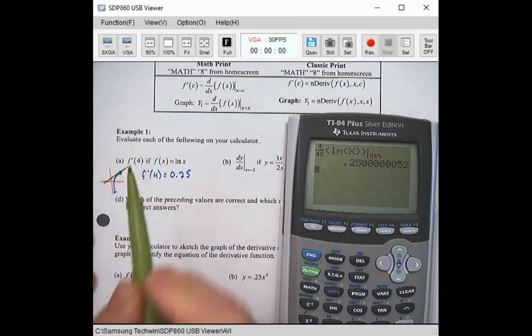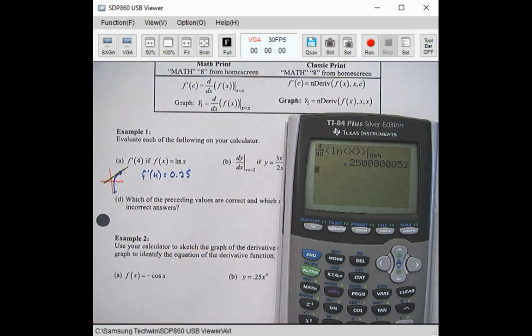Something like that. Does that seem reasonable, that that slope could be 1/4? I mean, yeah, I would guess that it probably is. I mostly am just looking that it's positive, that the slope of the tangent line would be positive over there. So yeah, that seems like a reasonable answer.